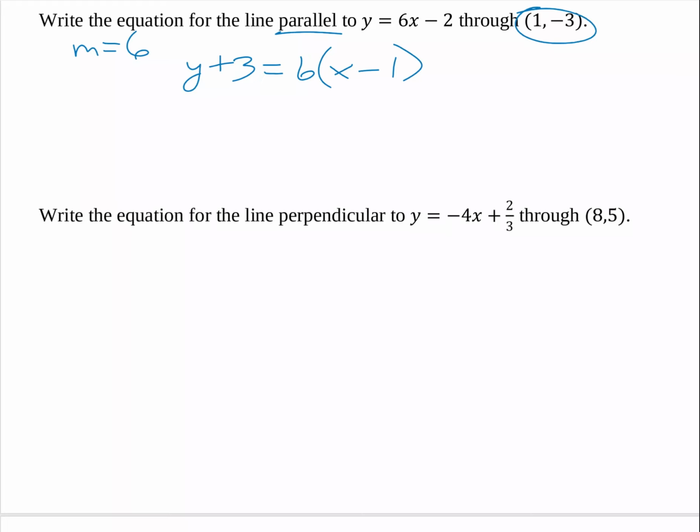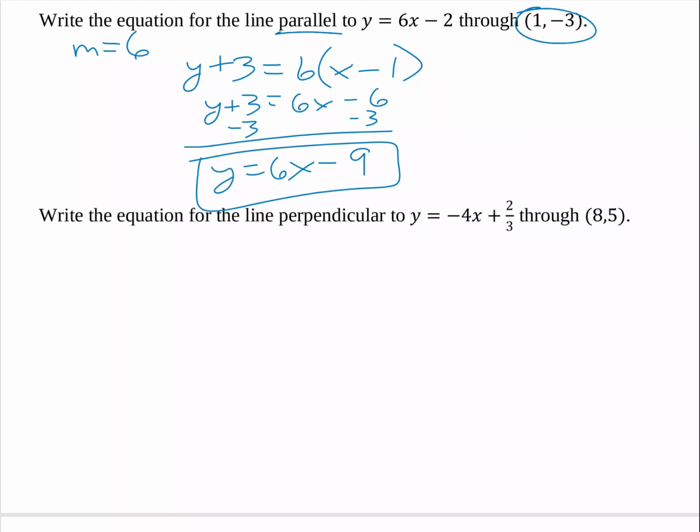Okay, so that's my equation, point slope form. But we want to put it in slope intercept form. So to do that, we're going to distribute this slope. So we have y plus 3 equals 6x minus 6. And then we just get the y by itself on the left-hand side. So to do that, this time I'm going to have to subtract 3 from both sides. And I wind up with y equals 6x minus 9. And that's it. That's my equation.